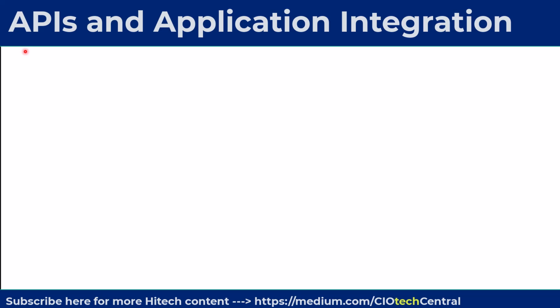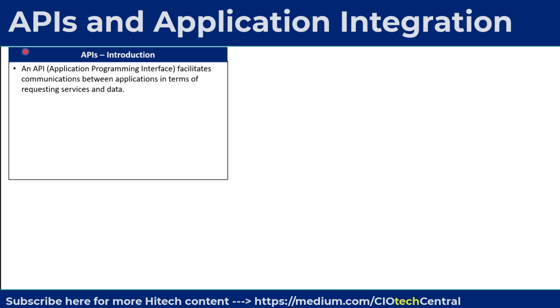In this slide, we'll focus on the topic of APIs and their role in facilitating application integration. We will first introduce APIs and then look at the overall life cycle of APIs and how organizations manage and control their use. An API, or an application programming interface, enables one piece of software to communicate with another software.